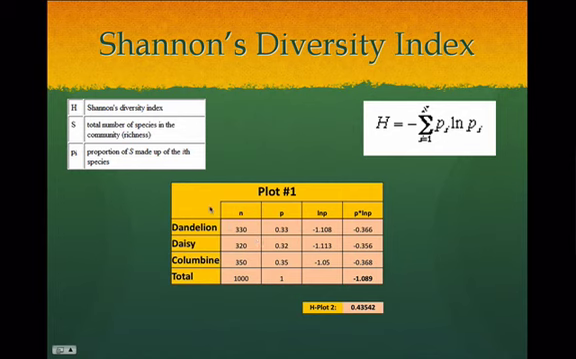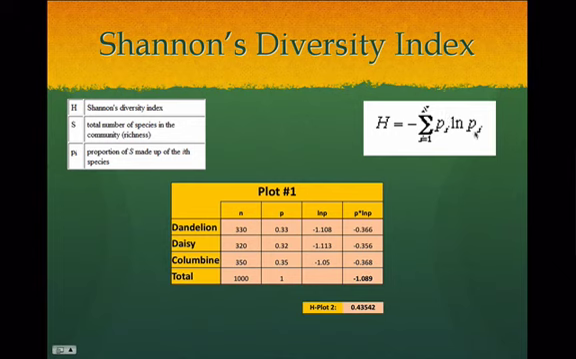So here I'm using an example from the table that was on the previous slide. Plot number 1. We're looking at dandelions, daisies, and columbines, which still have the same number. And whenever you see N, it stands for the number. It's that simple. So dandelions 330, daisies 320, columbines 350. And then p_i is their proportion. So dandelions at 330 individuals out of 1,000 make up a proportion of 0.33. Same with daisies and same with columbines.